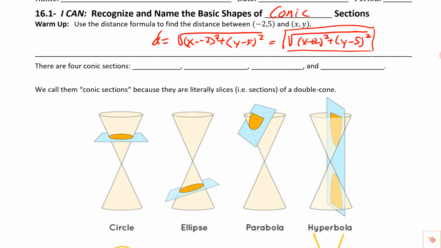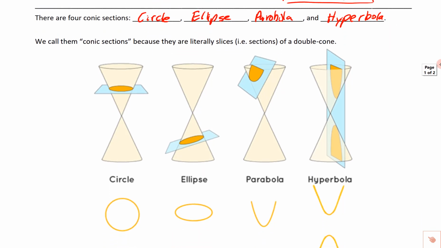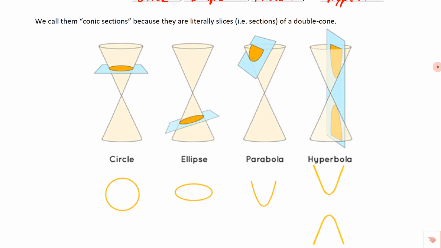So let's talk about what the conic sections are. There are actually 4 conic sections. They are a circle, an ellipse, and then a parabola, and what's called a hyperbola. Okay? So they're called conic sections because they are literally slices, or in other words, sections of cones. And it happens to be a double cone, so it looks like this. So it's a cone with an inverted cone on top of it.